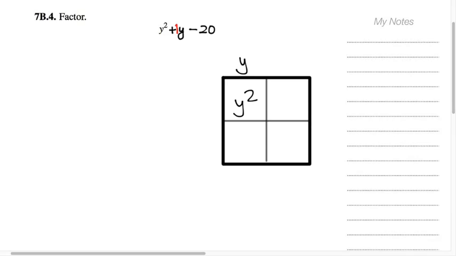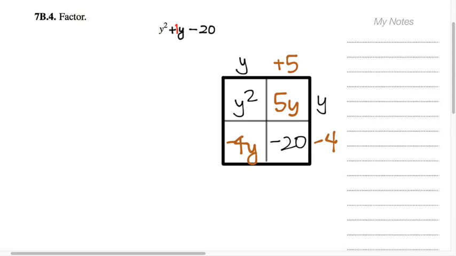Y squared is going to come out as y times y. Negative 20 is going to come out as factored by a pair of numbers which multiply together to give me negative 20 and which add together to give me positive 1. So what pair of numbers fits that bill? Positive 5 and negative 4. Those two have opposite signs because my negative 20 is negative, and the bigger of them has the positive sign because this coefficient is positive. Positive 5, negative 4.